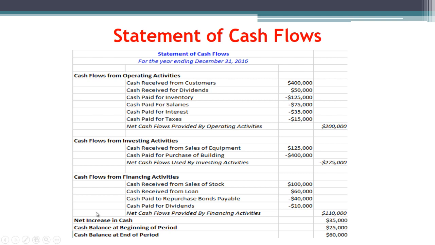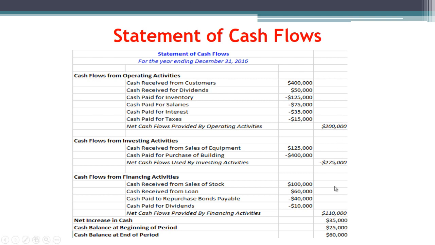Investing relates to long-term assets that the company has bought, whether to just hold for an investment or to use in their company overall. And then we have the financing activities, which is how they finance. They borrow money, they issue stock, and then maybe they pay money back.